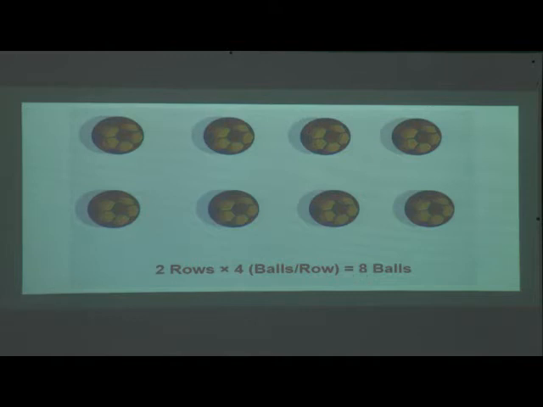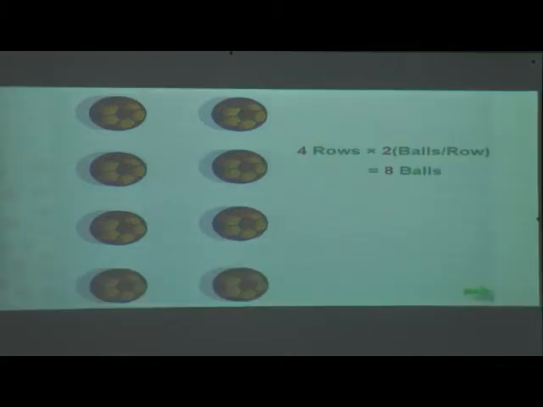Again we will try to arrange the same number of balls in different rows. Yes, now we have arranged the balls in 4 rows. 1, 2, 3, 4. And in each row we have 2 balls. So 4 rows multiplied by 2 balls is again 8 balls.